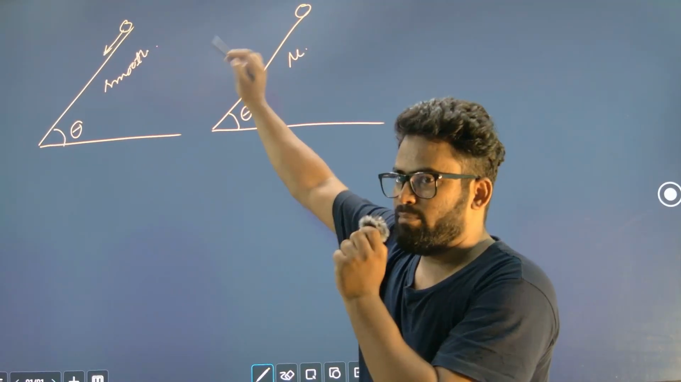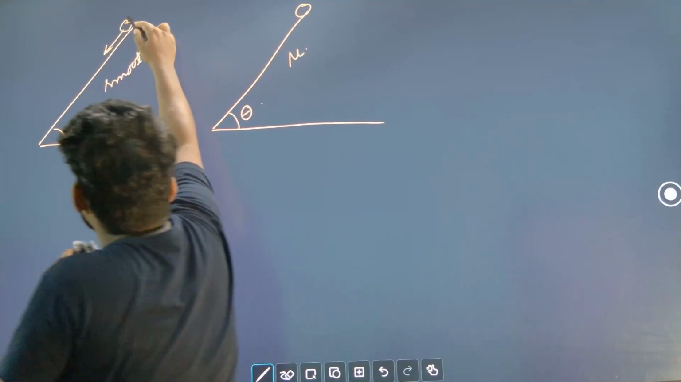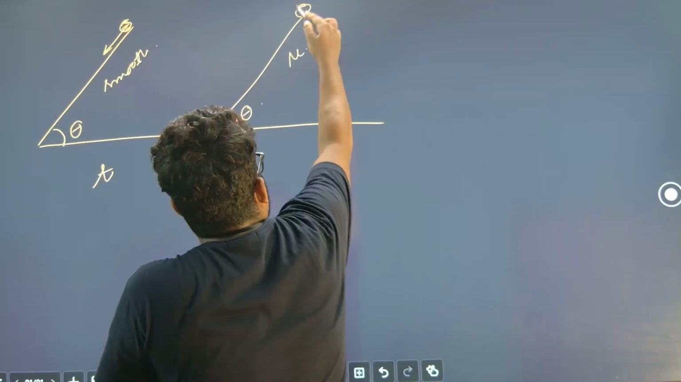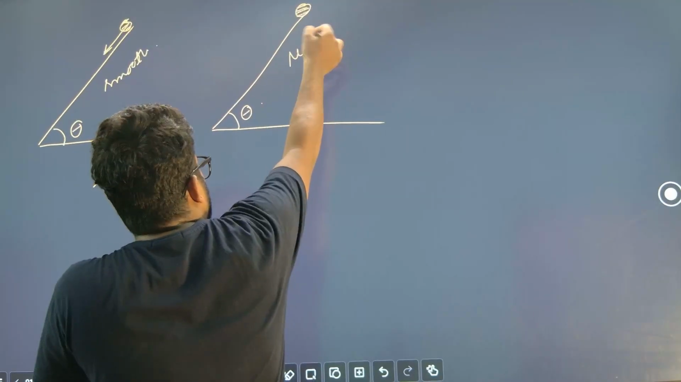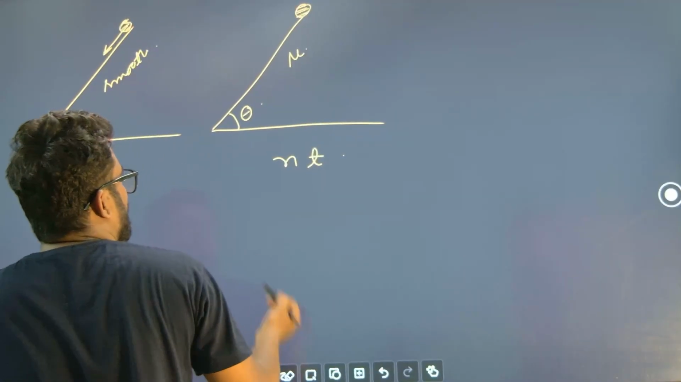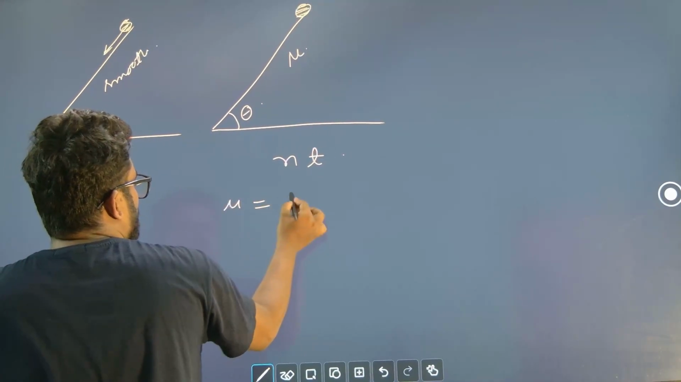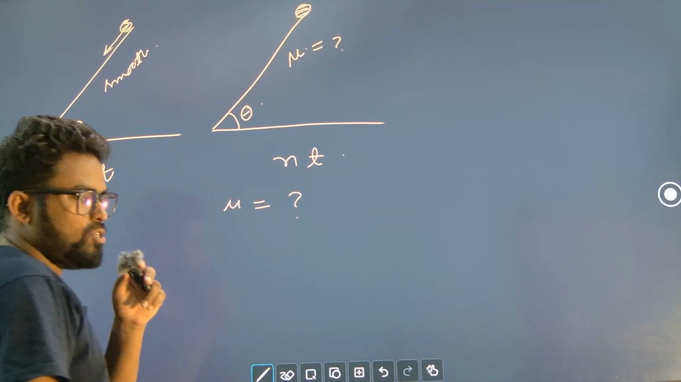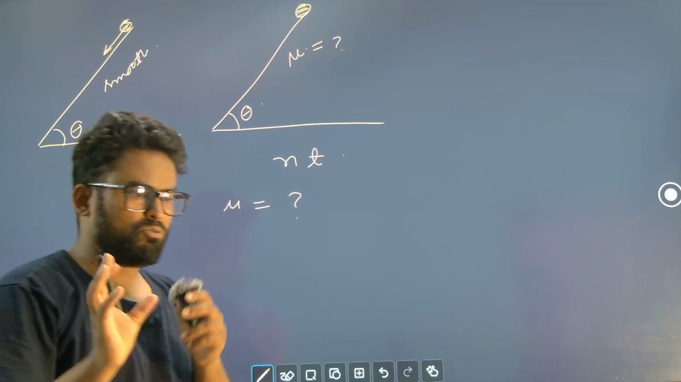When we are dropping the same particle in the first case, a smooth case, it is taking time t. When we are releasing the same particle in the second case, it is taking n times the original time. So what is the coefficient of friction? Got it? So only the time relation is given. So let's simply solve this question.